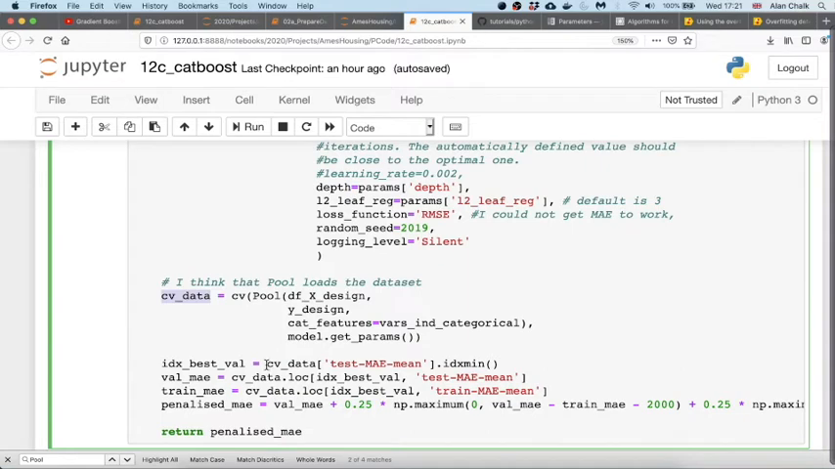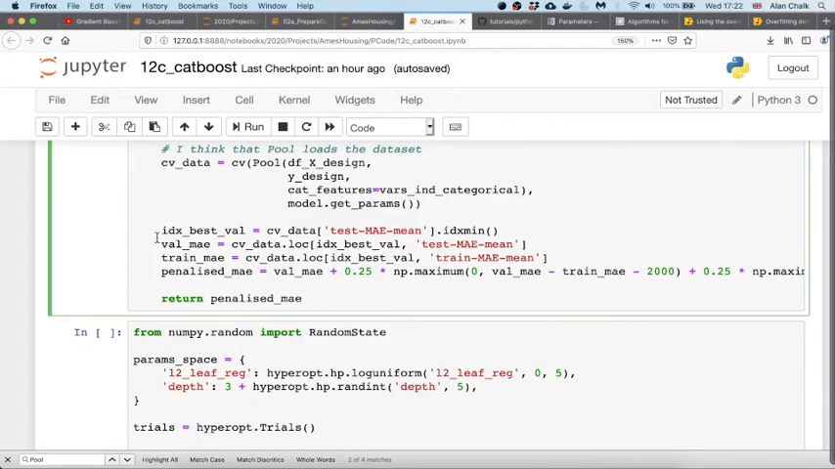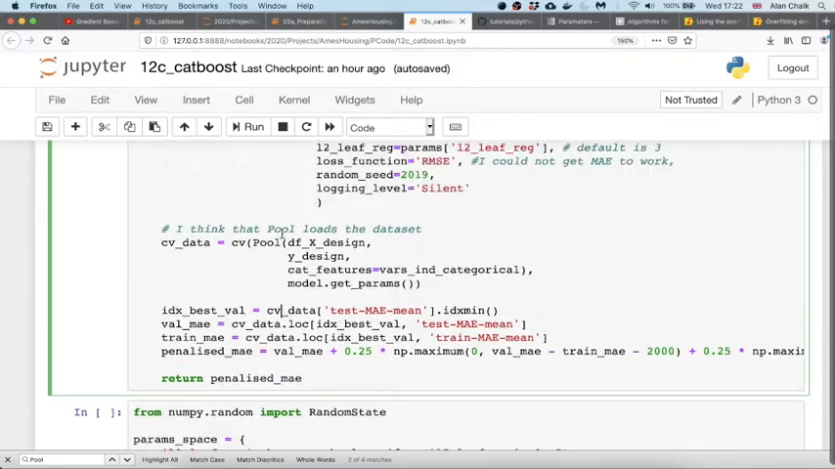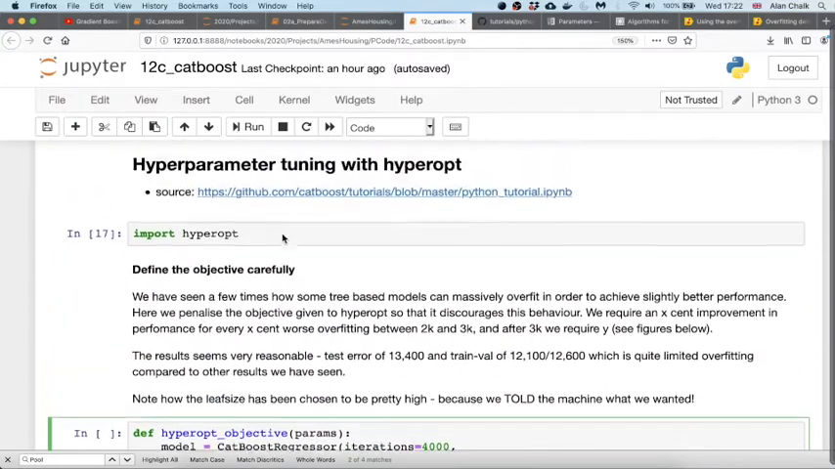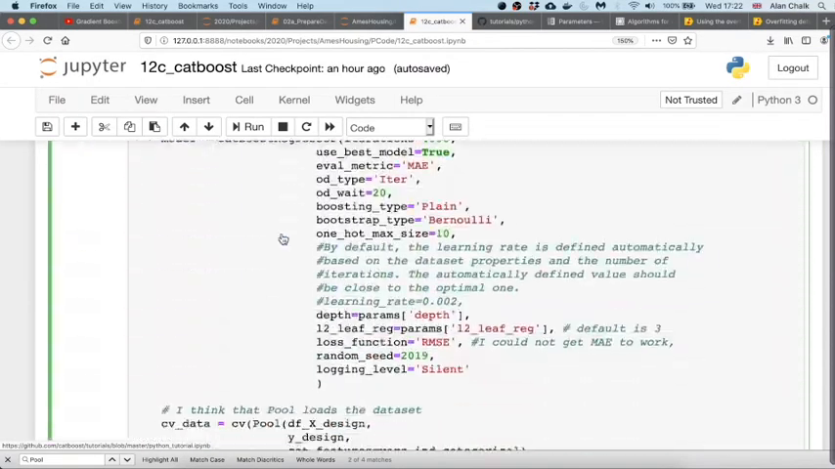We can then get the validation and train, and finally we can work on our penalized function. I'm looking here and I can see that I've got a minimum of something over here. I'm not quite sure what's going on in this, and I'm not going to look right now, but I'm hopeful that you will find it if you follow this tutorial up there.